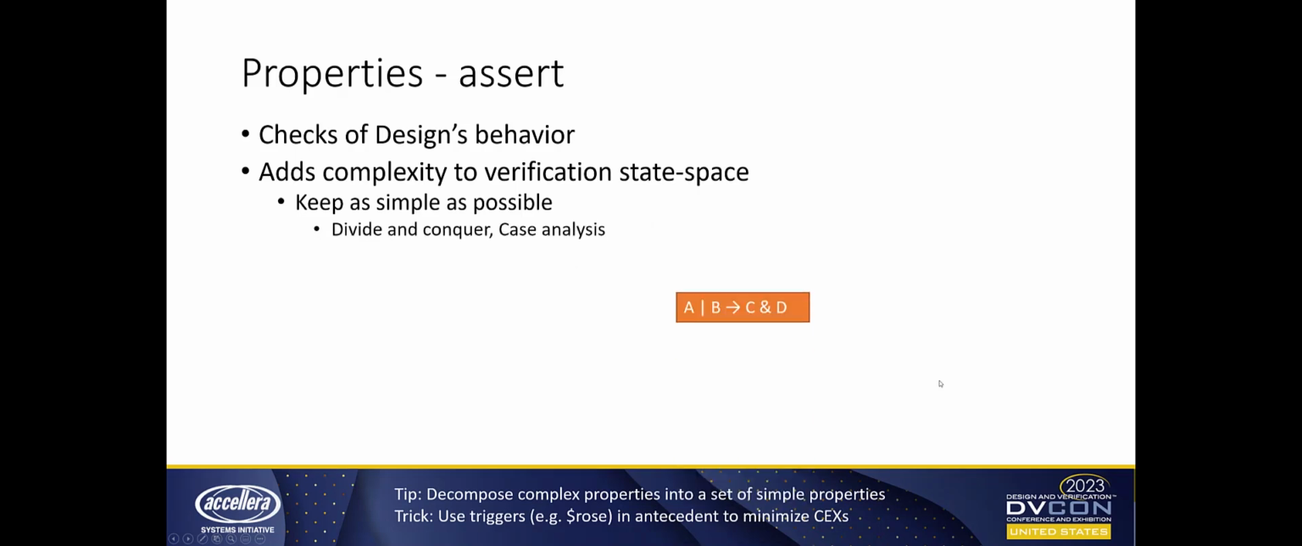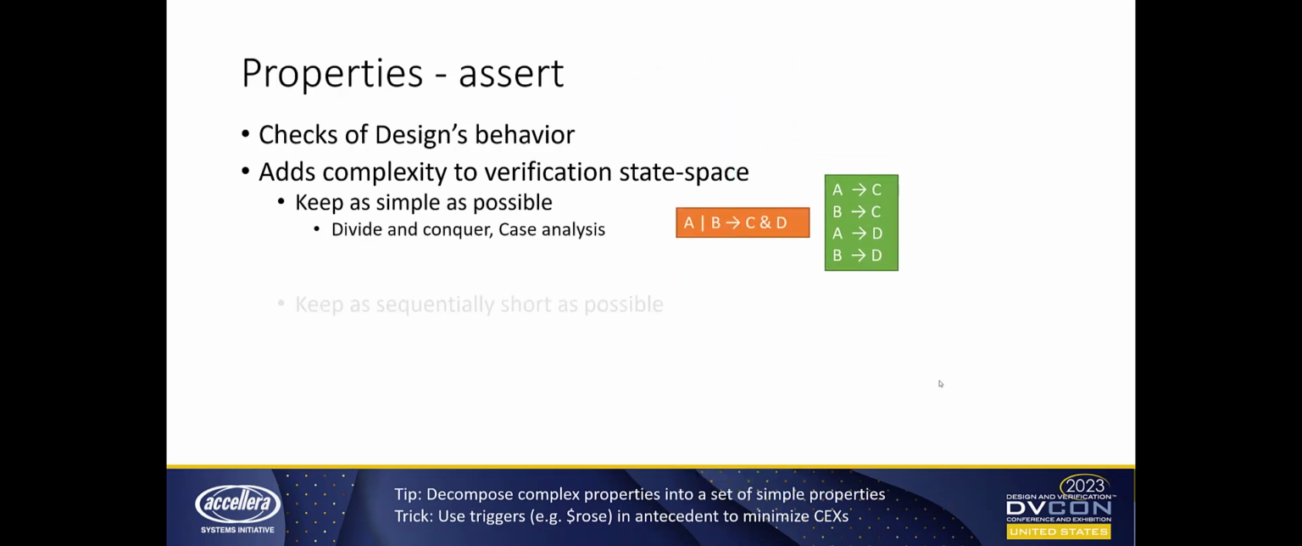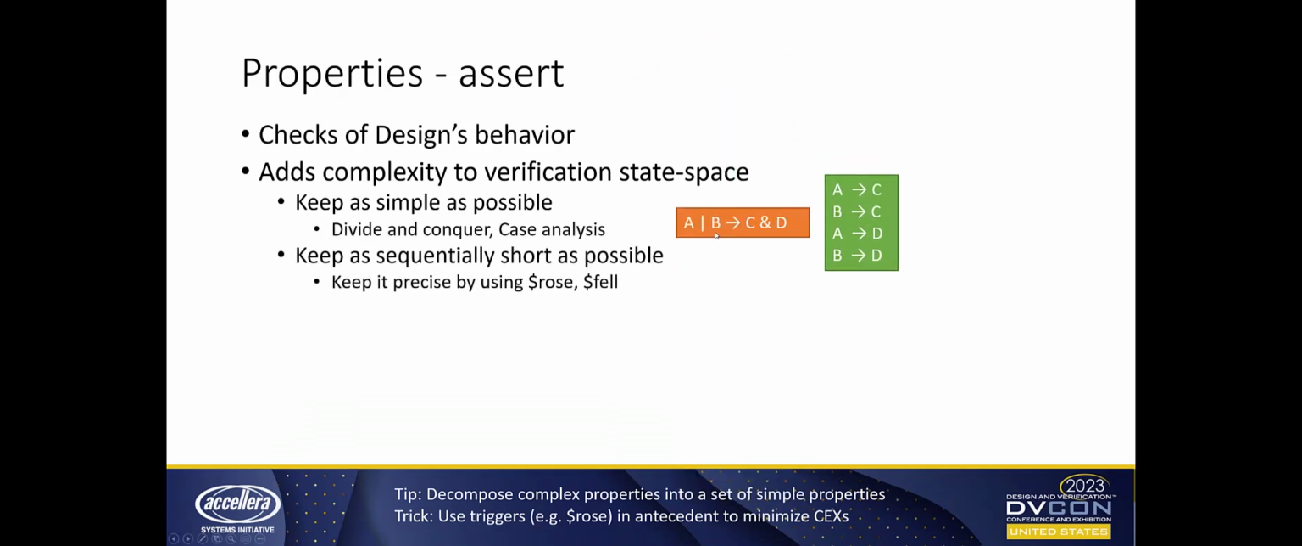An assertion is a property that checks your design's behavior. So this is what formal is going to analyze against the design itself to see if the behavior is consistent between the assertion and the design. There is complexity to the assertion, so you want to keep them as simple as possible. So for example, if you're writing a complex property, it's better to decompose it into simpler properties, which check the same thing. You want to keep the properties as sequentially short as possible. The most optimal is single cycle. Of course, you can't always check everything with that.